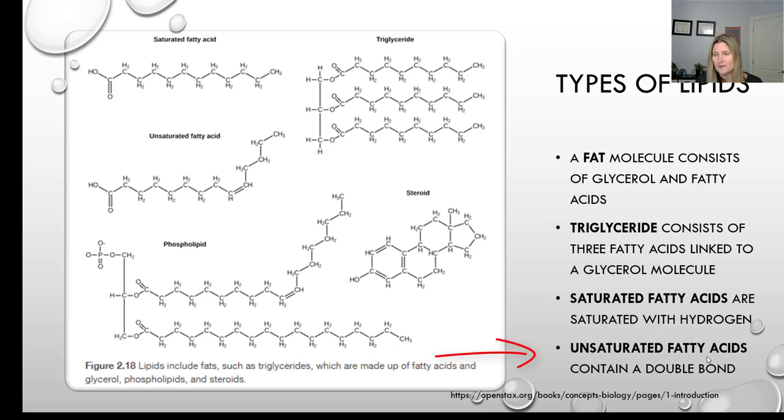So unsaturated fatty acids contain a double bond, and they don't have as many hydrogens. Think of saturated fatty acids as saturated with hydrogens, lots of hydrogens attached to each of the carbons. Unsaturated, we have fewer hydrogens, and the reason for that is because we have a double bond. These are examples of fats within our body, or our foods, a type of lipid.